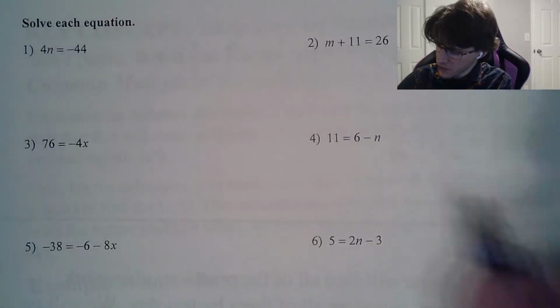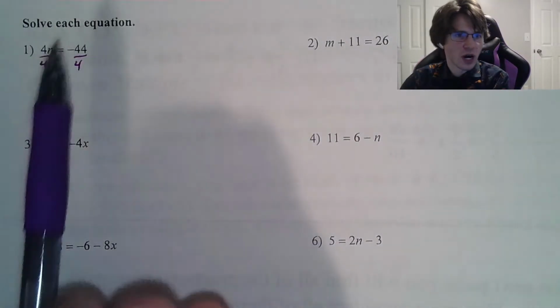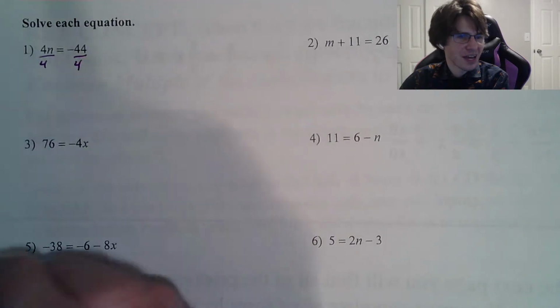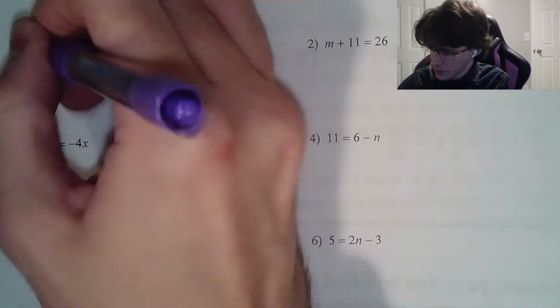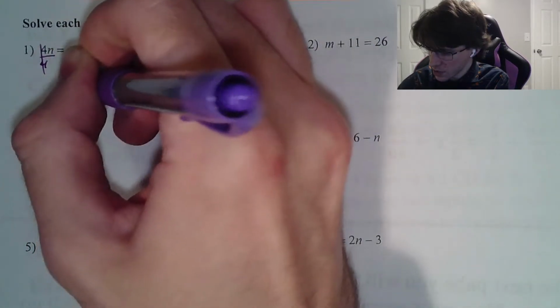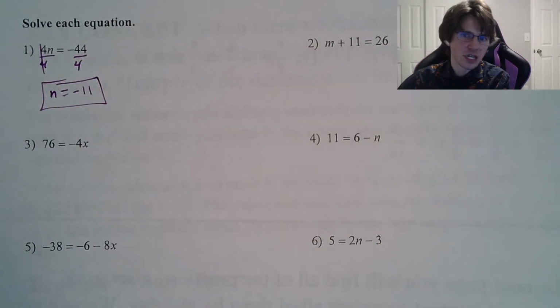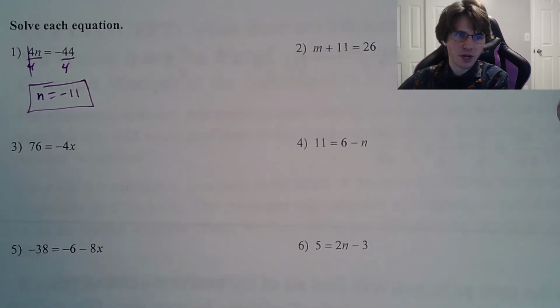4n is equal to negative 44. We're going to go ahead and divide both sides by 4. The reason why is because that 4 is being multiplied by n. We're trying to undo that multiplication. So therefore, n is equal to negative 11. Feel free to use a calculator when appropriate.